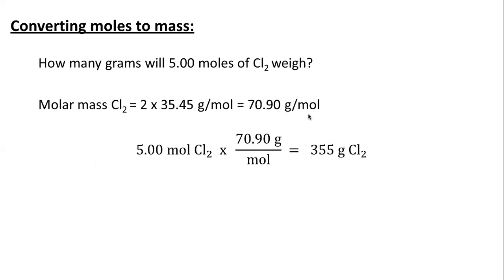Now we're going to have the flip because we want to have grams on the top and moles on the bottom. Again, our starting material is 5.00 moles of chlorine, and so what goes up must come down. So we want our moles on the bottom. We're going to multiply through the top first. So 5 times 70.90 grams is 355 grams. And we can say there's a 1 at the bottom. So our final answer is 355 grams of chlorine.